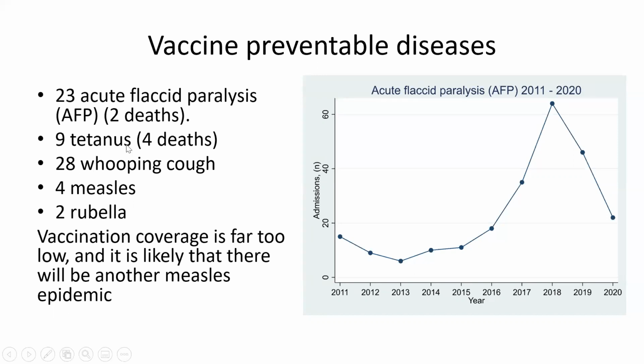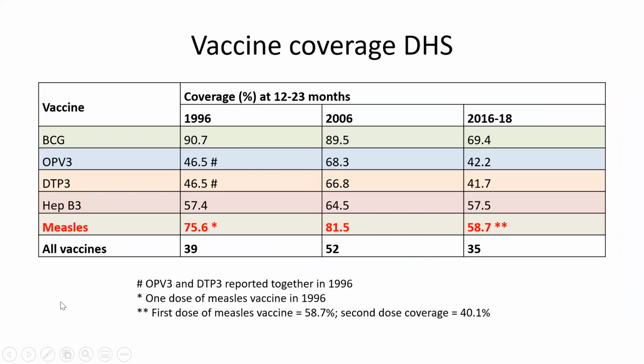Last year we had 9 cases of tetanus and 4 deaths, 28 cases of whooping cough, 4 of measles and 2 of rubella. And the sad fact is that vaccine coverage is still too low. What worries me and many people is that we really haven't got vaccine coverage at the levels that would be needed to prevent the next outbreak of measles. As you know, we had a big outbreak of measles in 2013-14, and we had an even bigger outbreak before that, in 2000 to 2002.